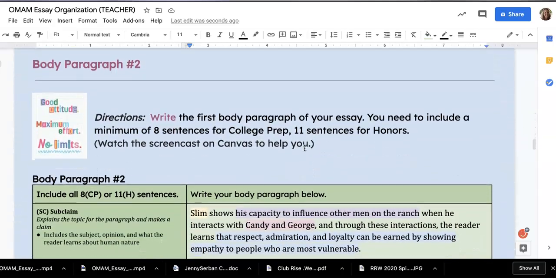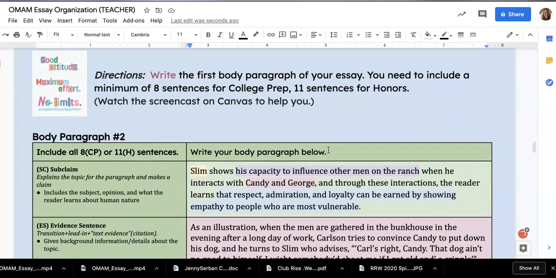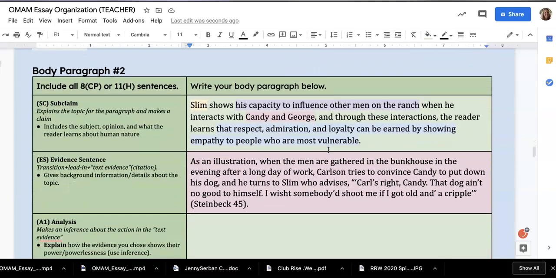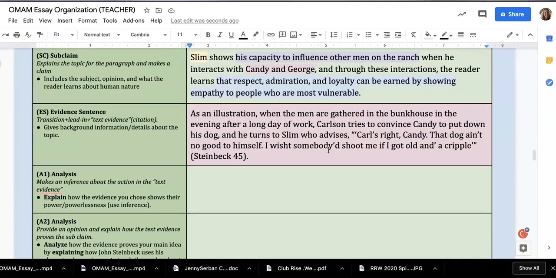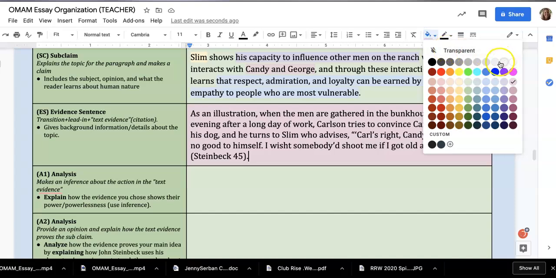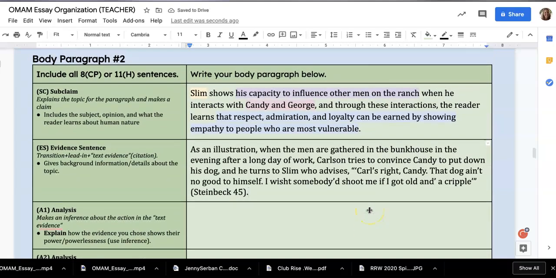Now, if you were following along in the last essay or the last video, then you already included in your body paragraph number 2 your subclaim, and both of your evidence sentences should already be in here. This one came along with the color. Get rid of that color. That's green. So that means that you are mostly done.